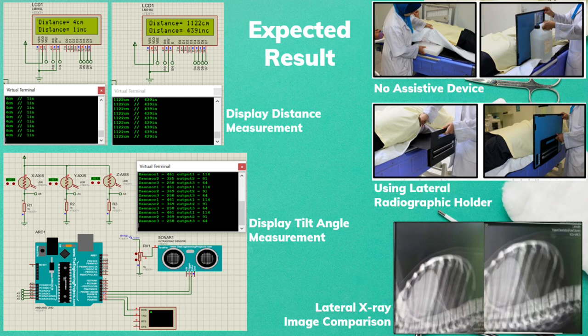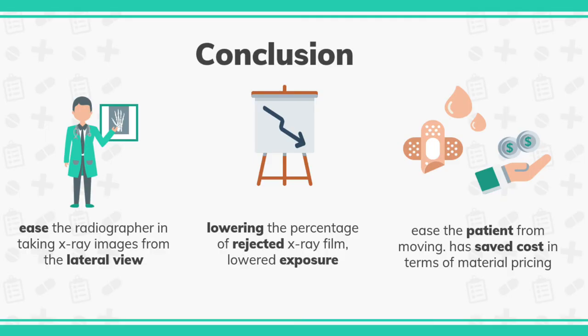And on the top right, we can see the radiographer not using any assistive device. Below it, when the radiographer uses the holder, the center of the X-ray cassette is aligned with the center of the patient's body from the lateral side. And on the bottom right, we can see the comparison between these two results. The one on the left is not using any assistive device, and the one on the right is using the holder. So some part of the spinal cord has been cut off and cannot be seen, so this will disrupt the radiologist's diagnostic.